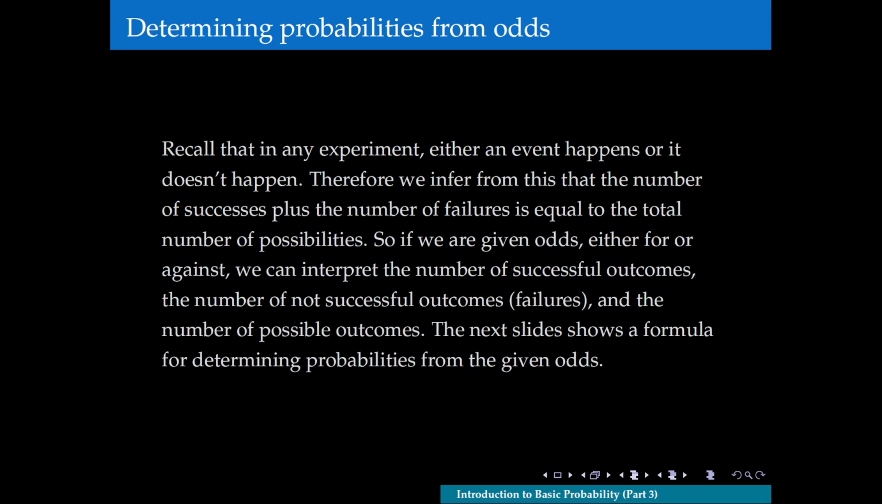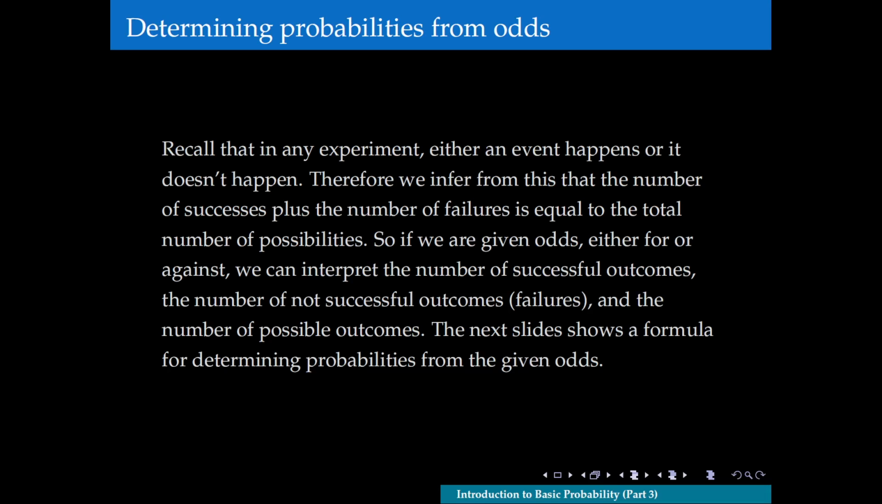So if we're given odds, either for or against, we can interpret the number of successful outcomes and the number of not successful outcomes, which we call failure. And from there, we can interpret or compute the number of possible outcomes.